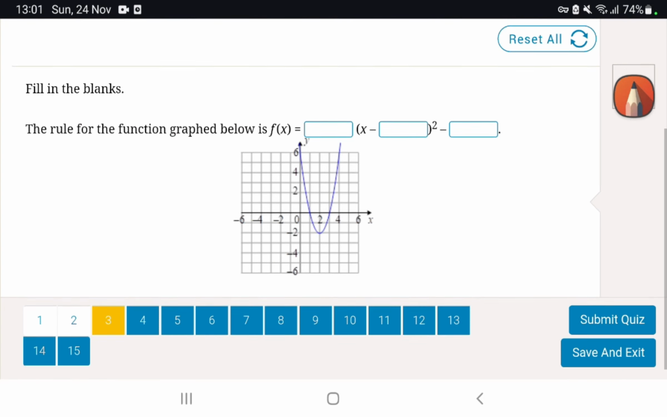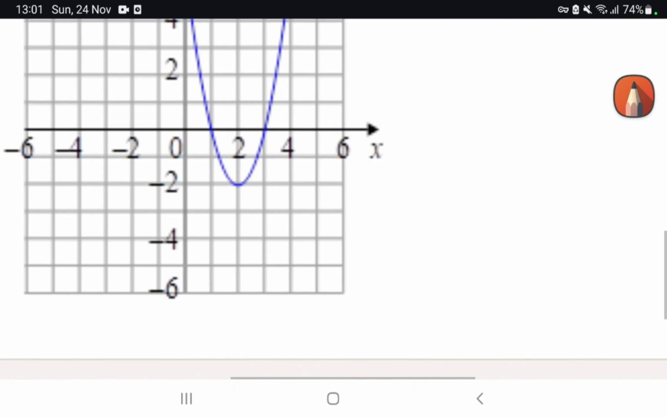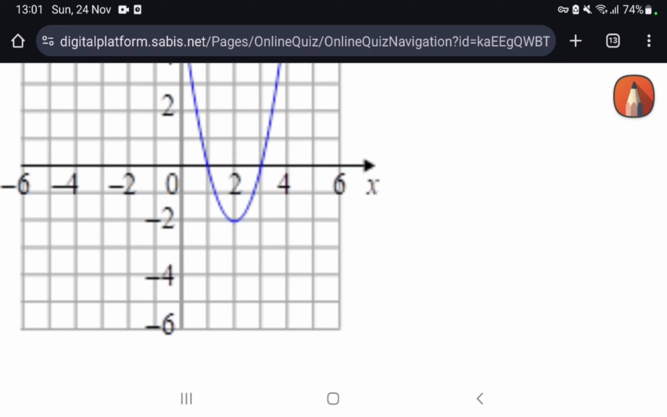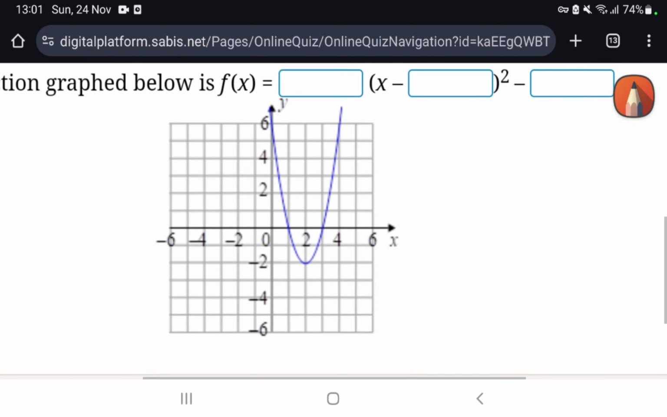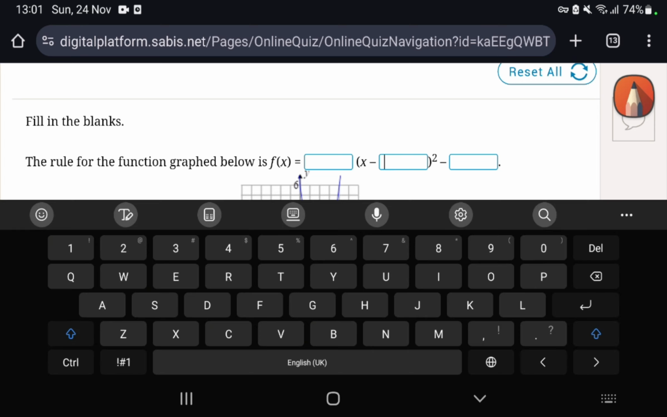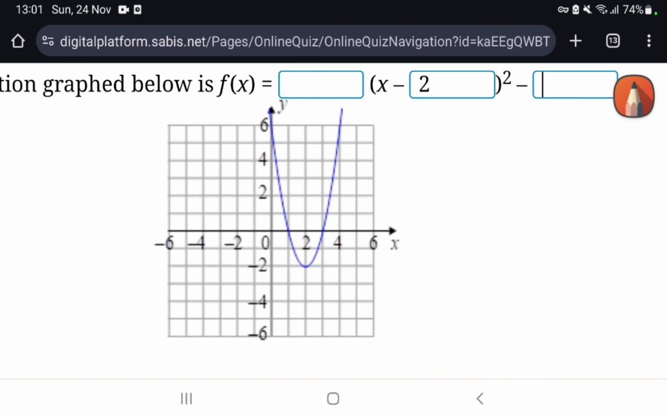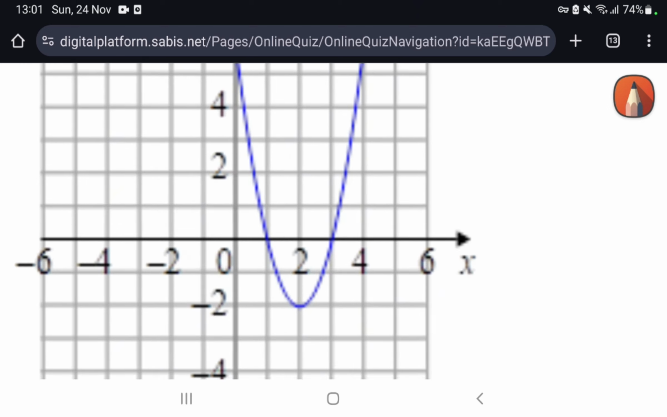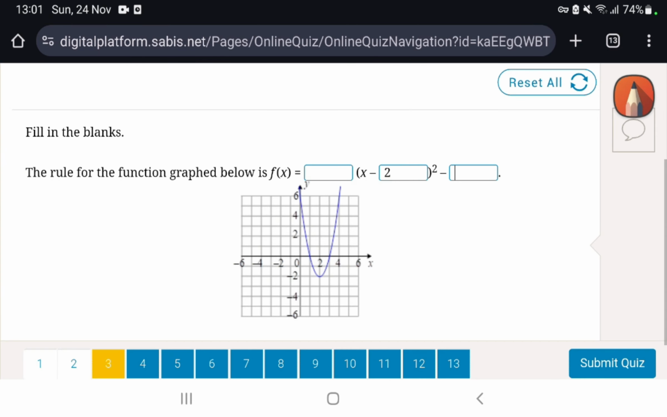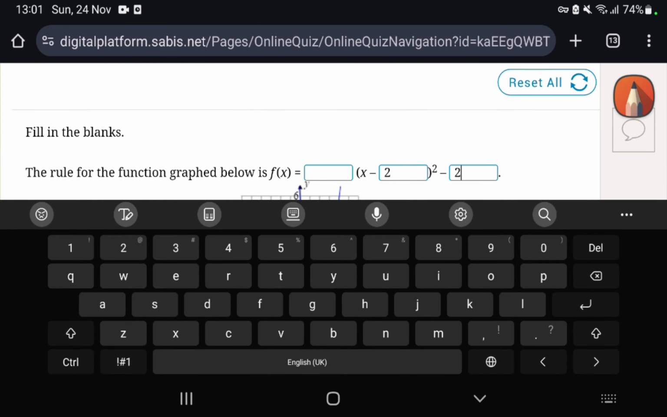Okay, so for this one, we take the x of the vertex to be the second box here. So that will be 2. And then for the third box, it is the y of the vertex, which is -2 here. So we put 2 here as well.